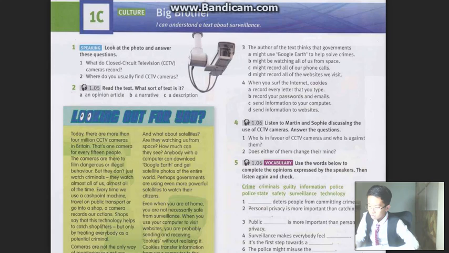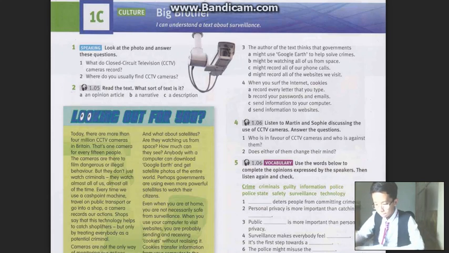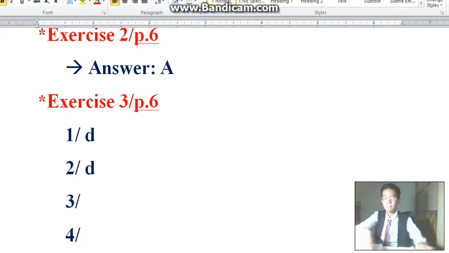And what about the satellites? Are they watching us from space? How much can they see? Anybody with a computer can download Google Earth and get satellite photos of the entire world. Perhaps governments are using even more powerful satellites to watch their citizens. So for 3, the author thinks that the government might be watching all of us from space, because it is written over there: perhaps the governments are using even more powerful satellites to watch their citizens. So 3 will go with B. 3B.